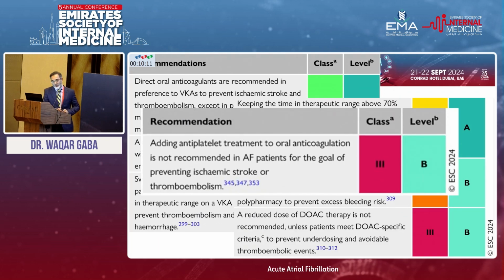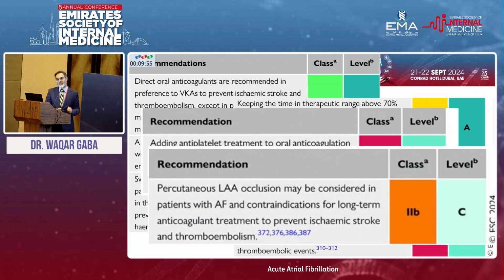Adding antiplatelet treatment to oral anticoagulation is generally not recommended. Just because you have a patient with AF who had a stroke or any other problems and you just want to give another antiplatelet, it will increase the risk of bleeding with no further advantage. Lastly, if you have a patient where you could not give VKA or DOAC for whatever reason, such as hemorrhagic stroke or bleeding risk, then you can go for percutaneous LA occlusion. These are devices which you can put in to avoid complications from AF.